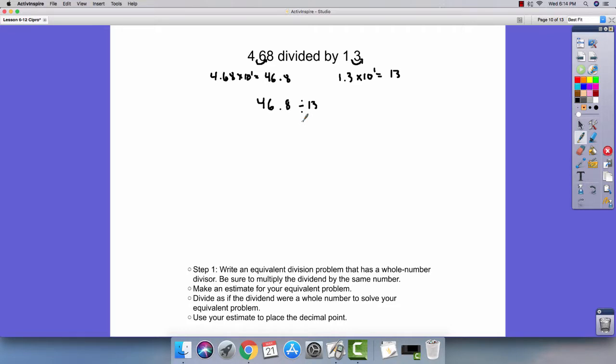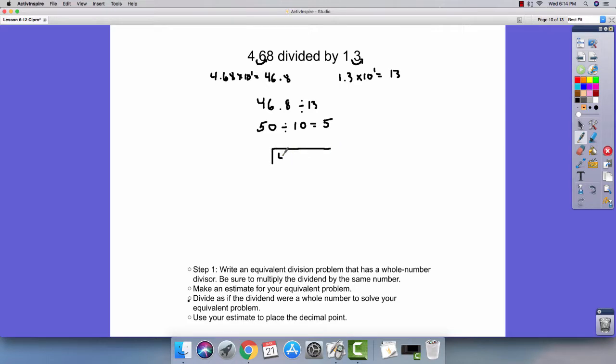My first step would be just simply make an estimate. So 46 is reasonably close to 50. 13 is reasonably close to 10. So 50 divided by 10 is 5. So I know my answer needs to be in the ballpark of 5. So now I'm down to this step. Divide as if the dividend were a whole number to solve your equivalent problem.